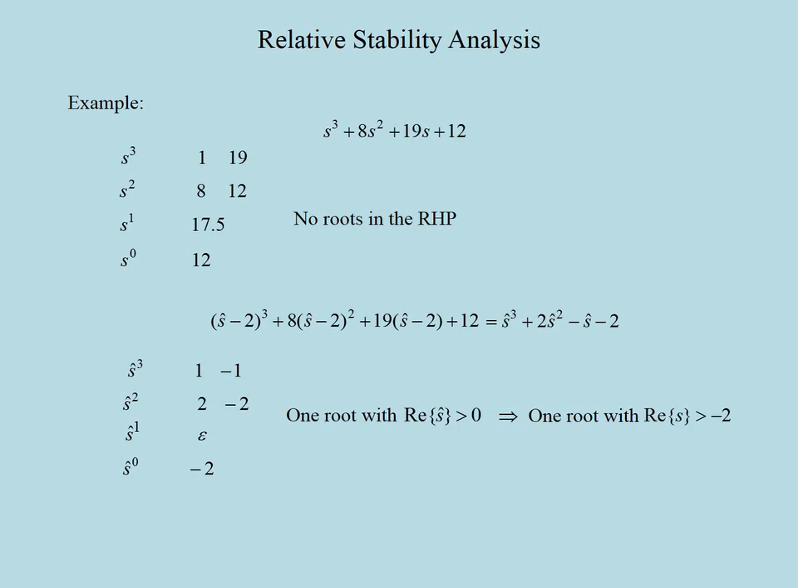That means the polynomial in s has one root with real part being greater than minus 2. So we conclude that our polynomial has no roots in the right half plane. Nevertheless, it has one root with the real part being between 0 and minus 2.